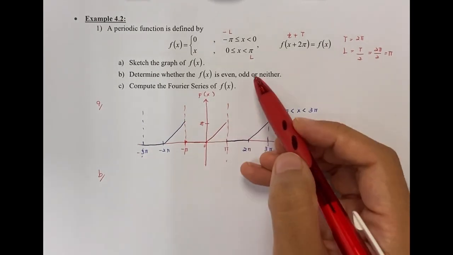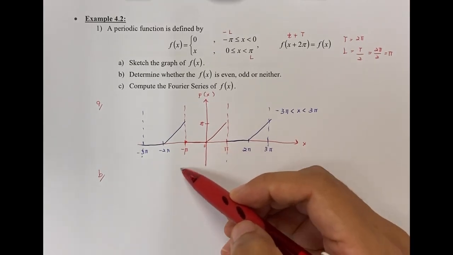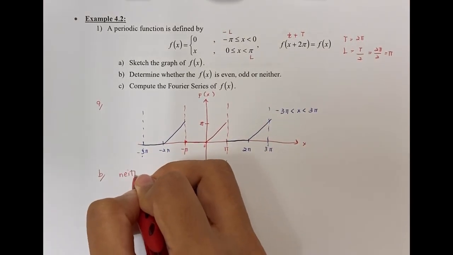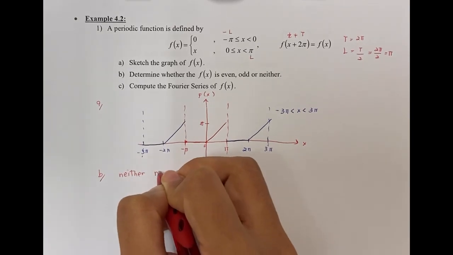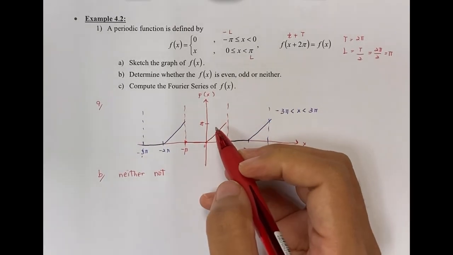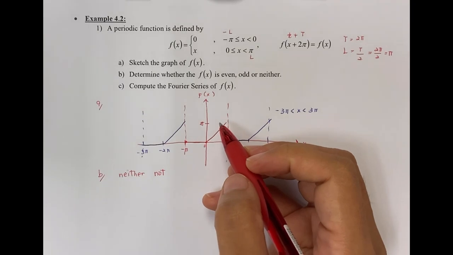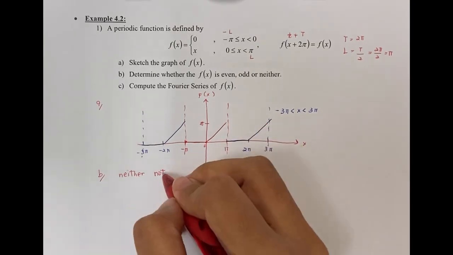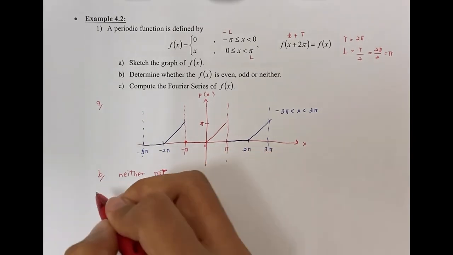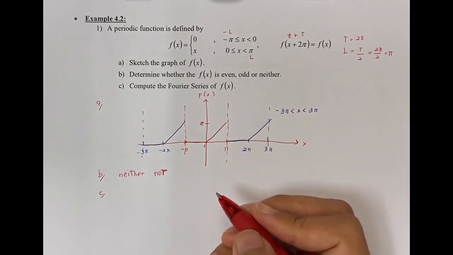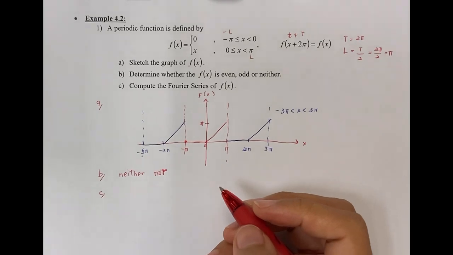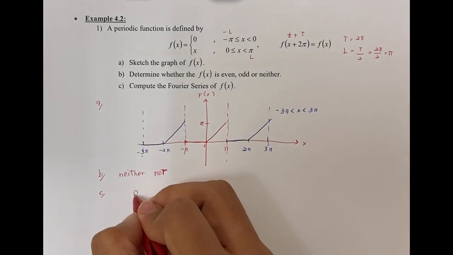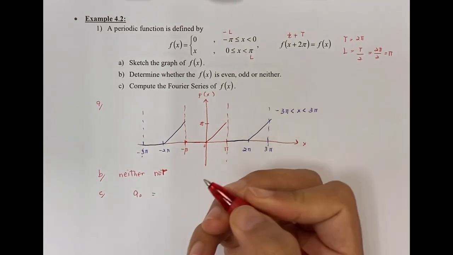Okay, but if it is odd, you have this kind of graph. So this is a neither even nor odd function because it doesn't reflect symmetrically on the y-axis or origin. So it is neither even nor odd. And for part C, since it is neither even nor odd, you need to find all the Fourier coefficients.